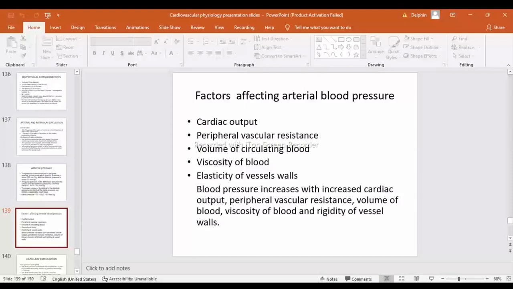If the elasticity of blood vessels is low, we can have hypertension. Blood pressure increases with increased cardiac output, peripheral vascular resistance, volume of blood, viscosity of blood, and rigidity of the vessel wall. This is like a summary.